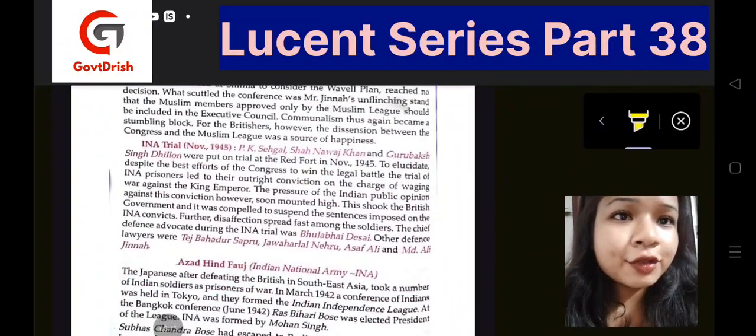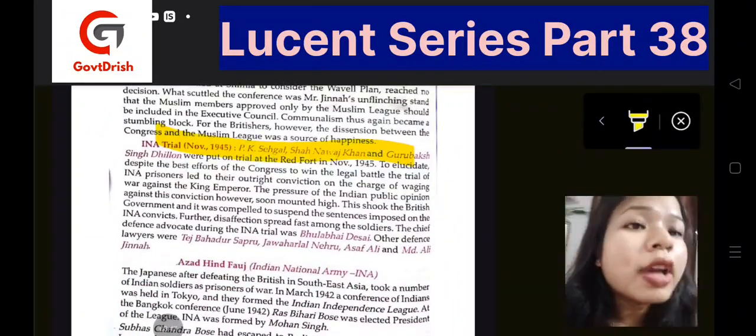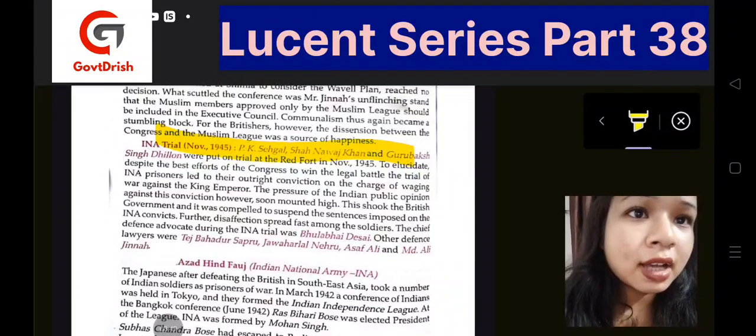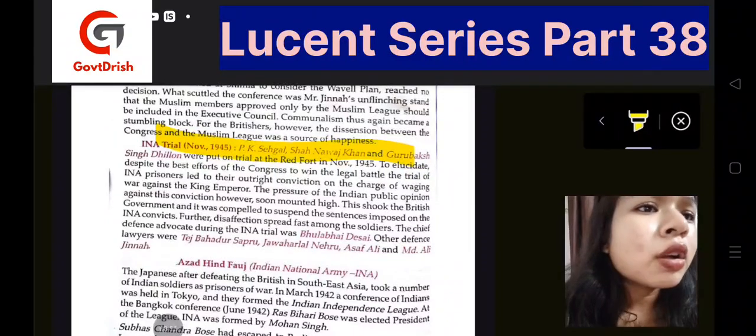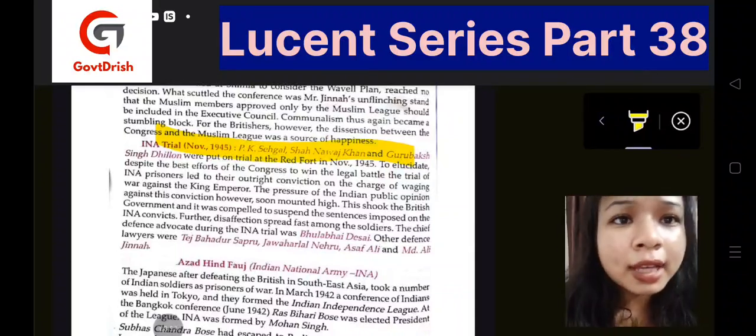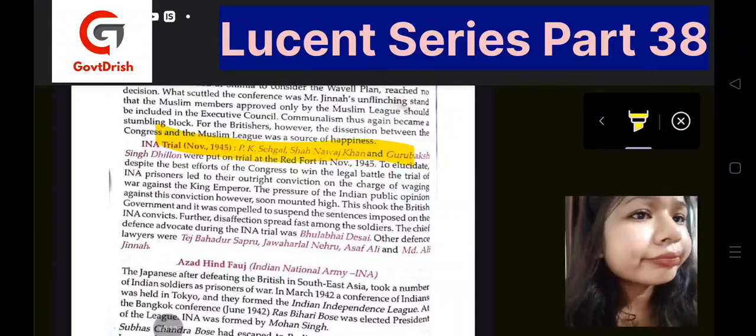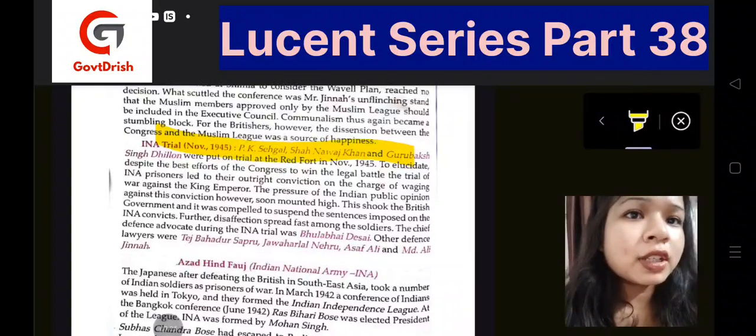Now, the INA trial. These are the names of those who were put on trial at the Red Fort: Shah Nawaz Khan, Sehgal, and Gurbaksh Singh Dhillon. The Congress tried their best to win the legal battle to save the INA prisoners, but they were charged with waging war against the King Emperor. So they were on trial.